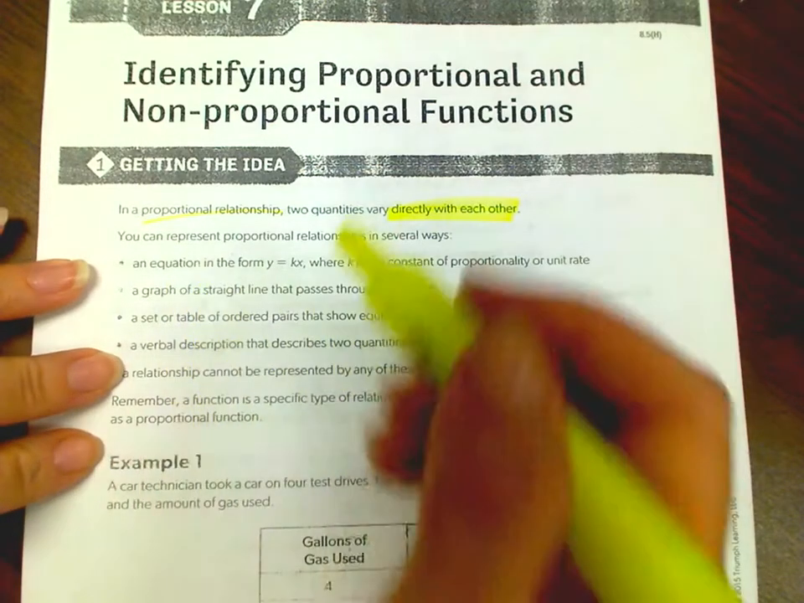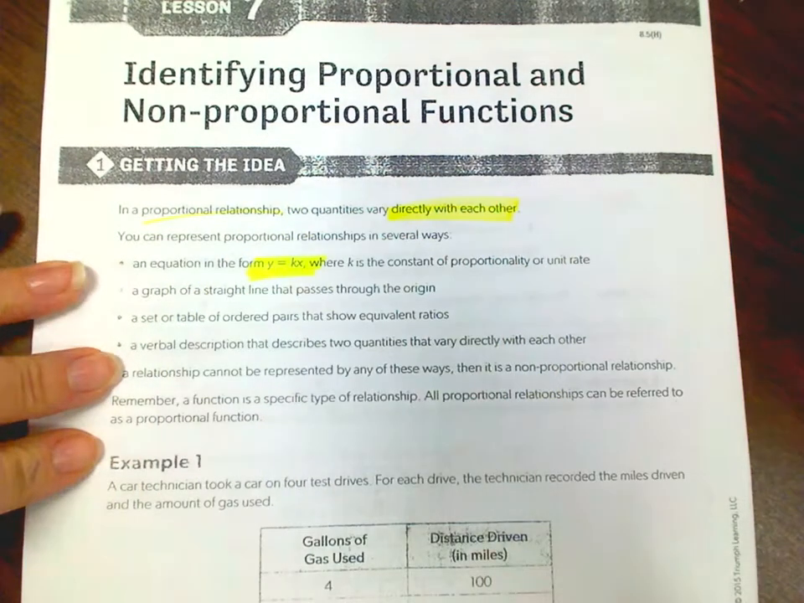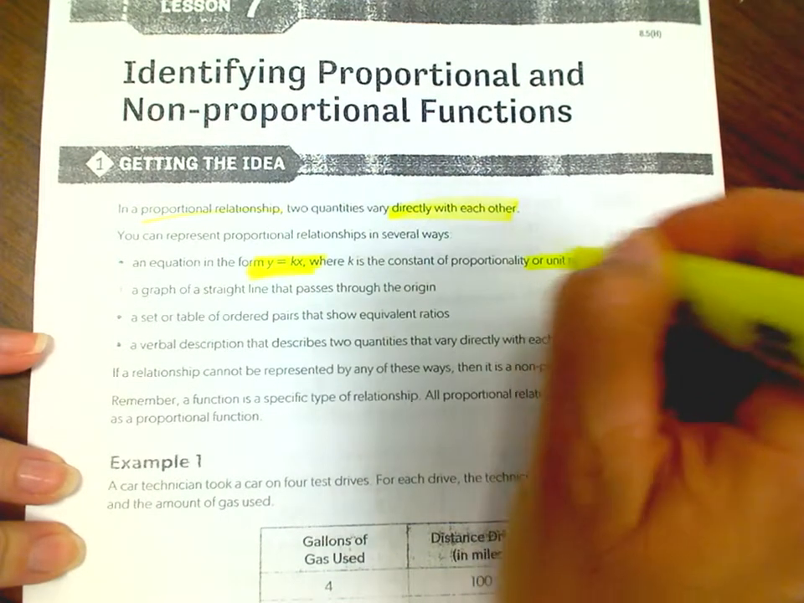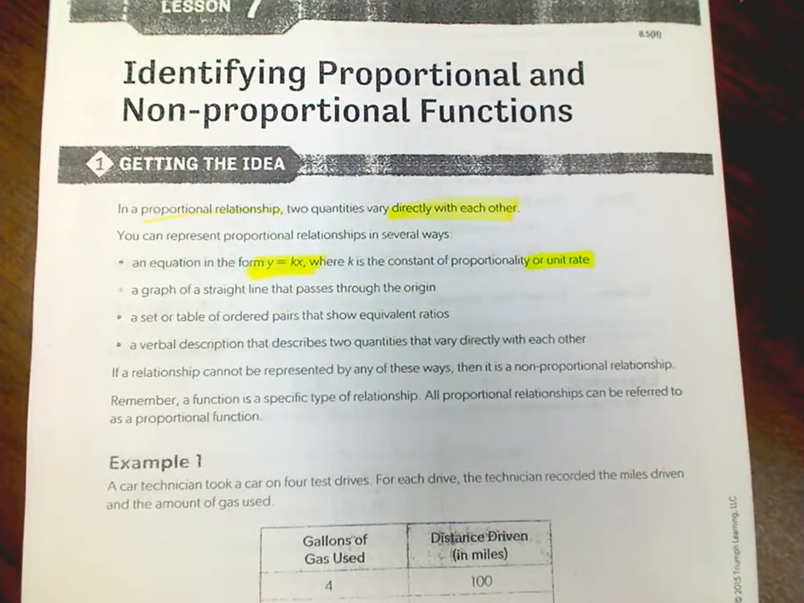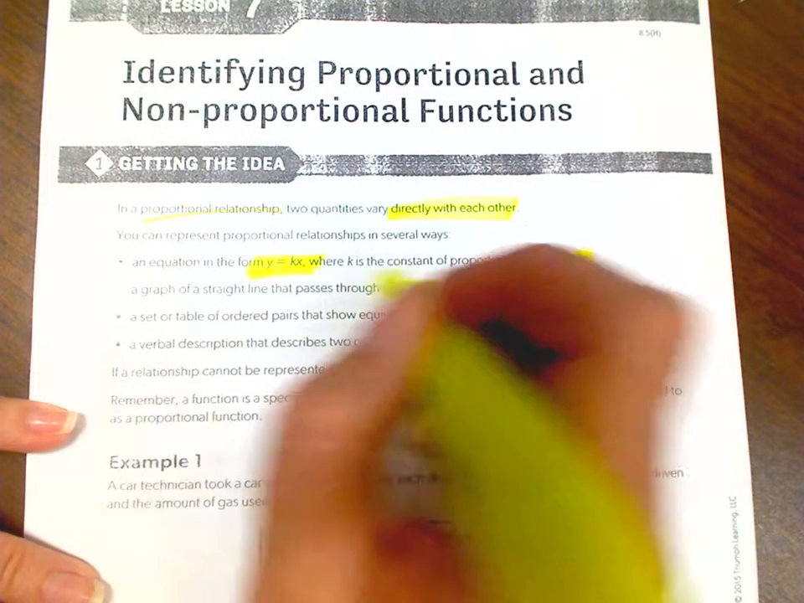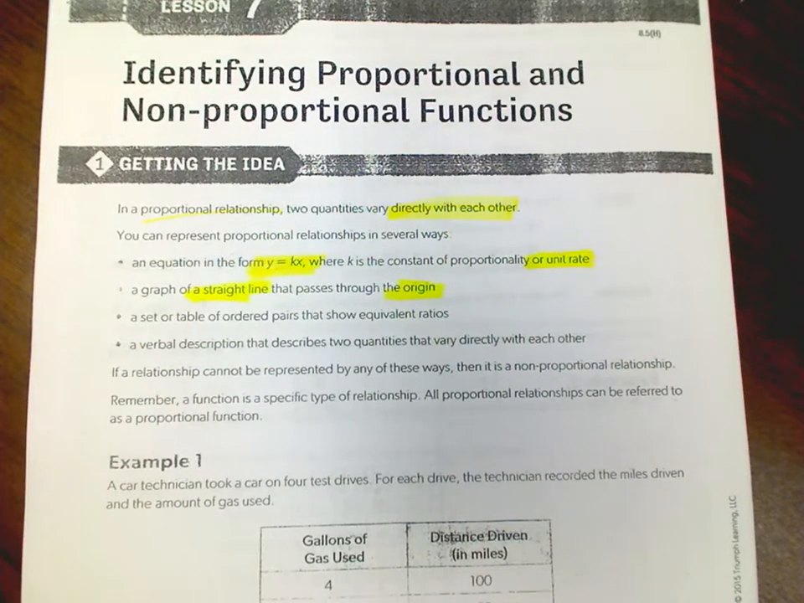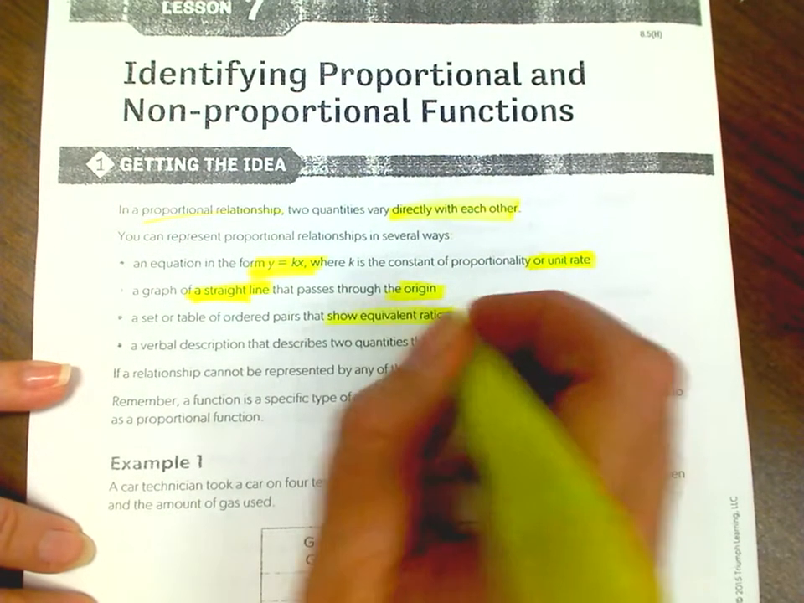An equation in the form of y equals kx, where k is the constant rate of proportionality or unit rate. A graph of a straight line that passes through the origin. Very important that it's straight and it passes through the origin to be proportional. A set or table of ordered pairs that shows equivalent ratios.